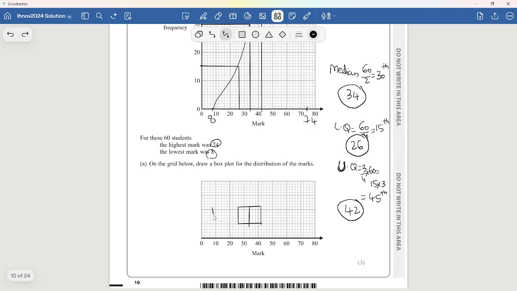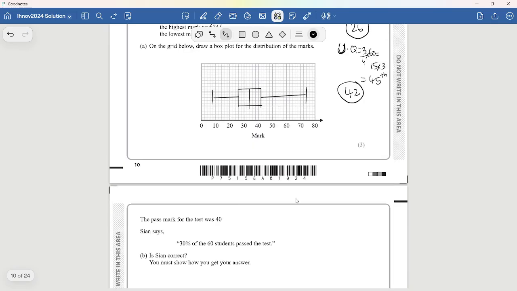So my hand is shaking here actually. Okay, that looks fine. And 74 is here. And then I connect them. Not very good, but it's okay, fine. So I have drawn the box plot now.